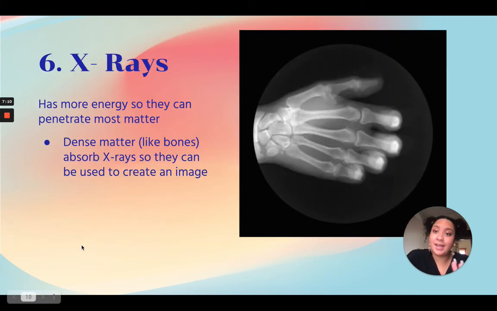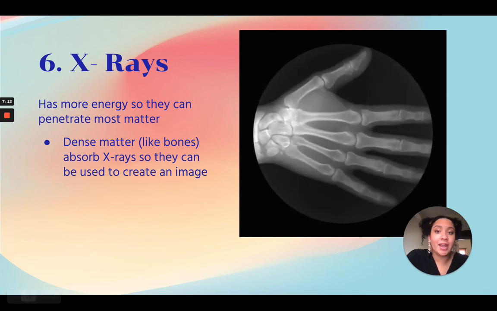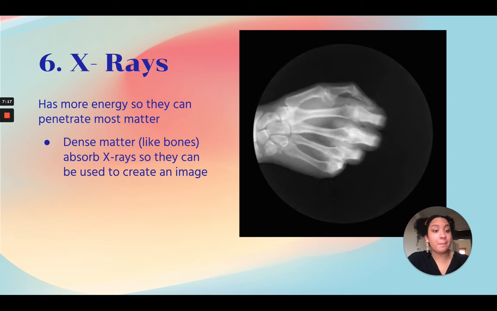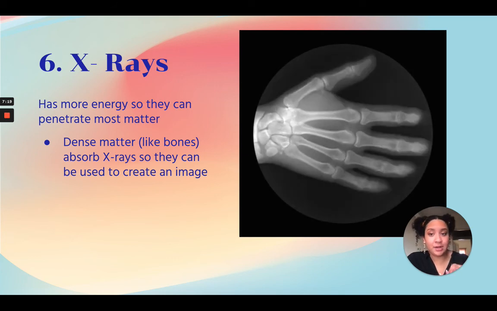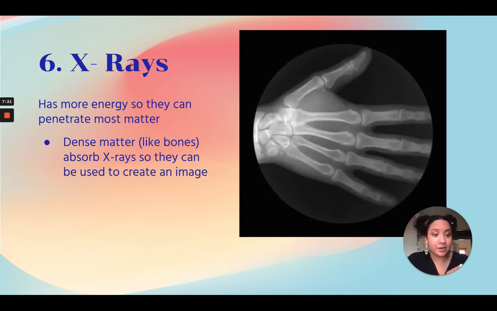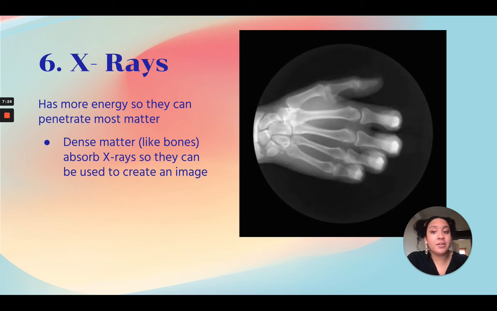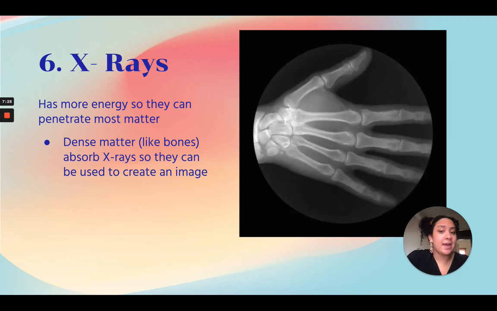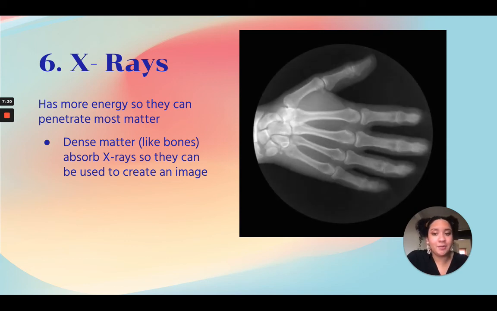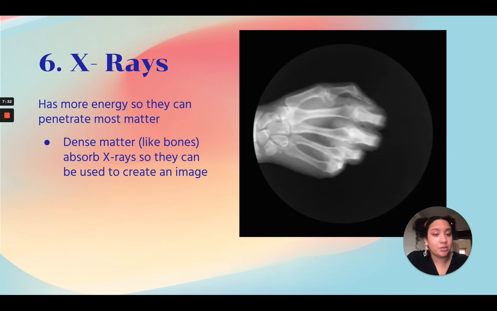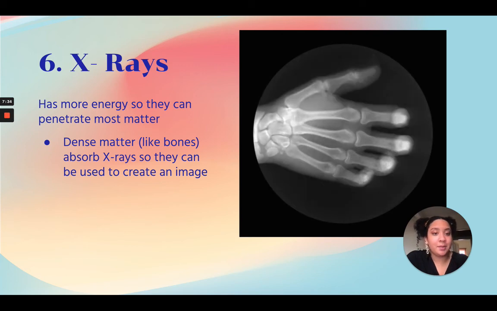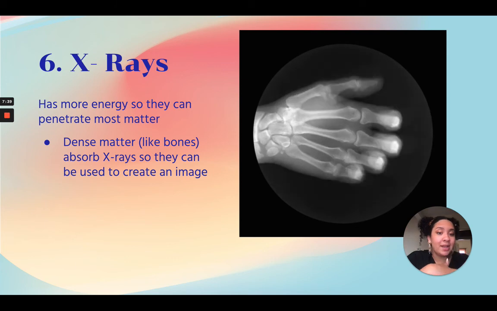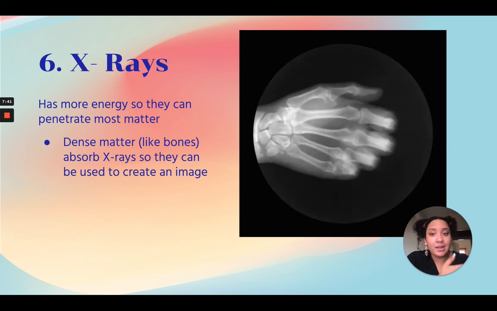Next is X-rays. X-rays have more energy than the previous ones we've been talking about, so they can penetrate most matter, a bunch of different objects. But more dense matter, like bones, for instance, can absorb these X-rays. They can absorb those waves, so they can be used to create an image because they're being absorbed. That energy being absorbed creates the image that we see in X-rays.